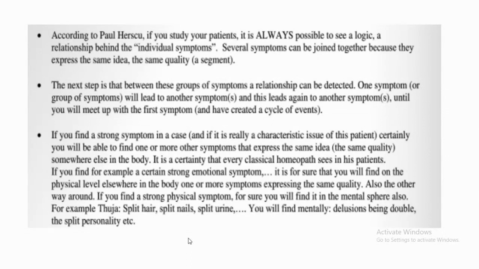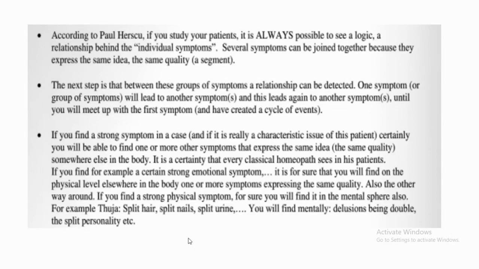So if there is a very strong emotional symptom, you might get its reflection on the physical level as well. Also the other way around. If you find a strong physical symptom, for sure you'll find it in the mental sphere as well. For example, in Thuja, you'll get split hair, split nails, split urine. If you go to the mental level of Thuja, there is delusion of being double, split personality.